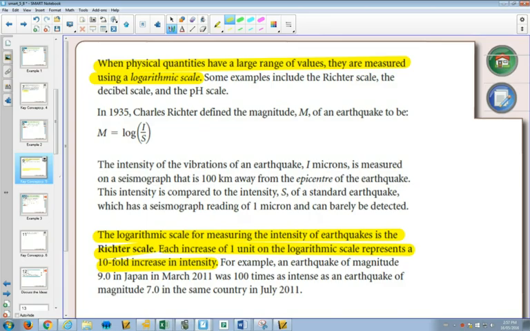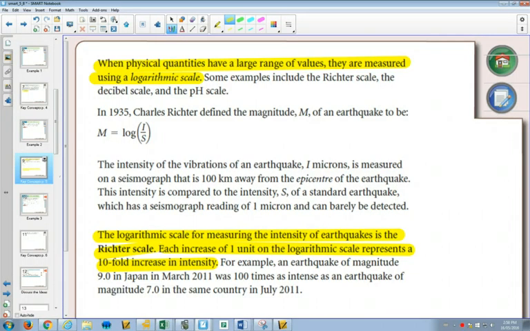So a 7.5 on a Richter scale is 10 times more intense than a 6.5. And an 8.5 is 10 times more intense than a 7.5, means that an 8.5 is 100 times more intense than a 6.5. And an 8.5 would be 1,000 times more intense than a 5.5. Because each time you go up by 1, it's 10 times more.